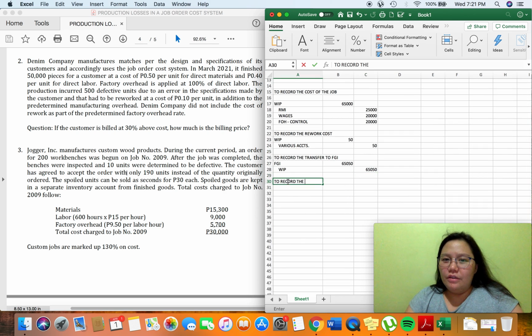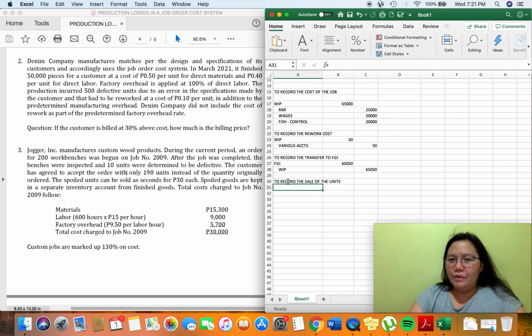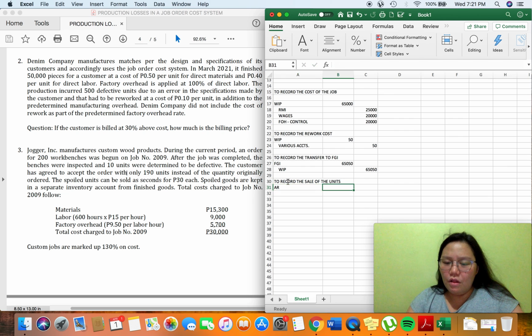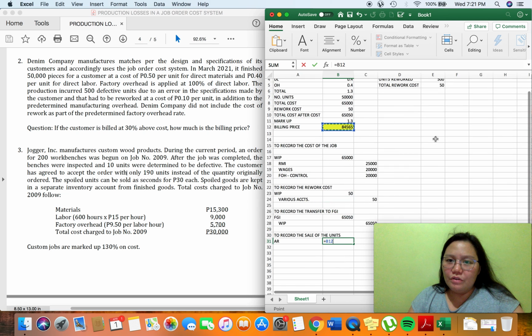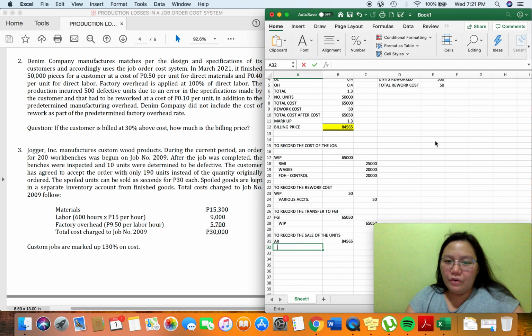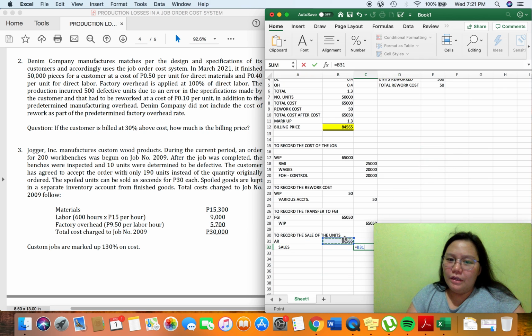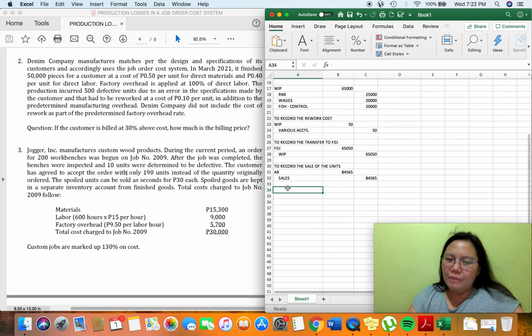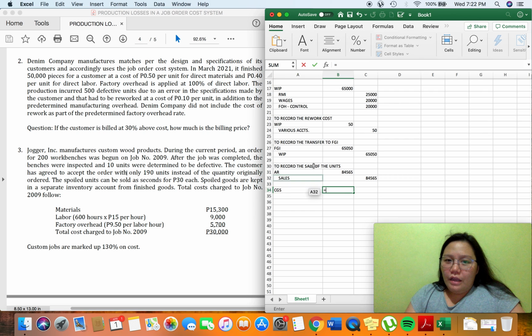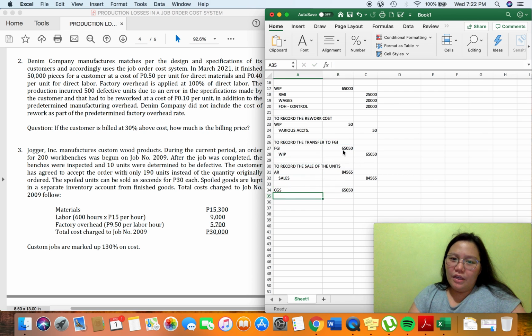of the units, okay? To record the sale of the units, our entry will be to debit accounts receivable amounting to 84,565 and to credit sales for the same amount. Okay? And then, since we are assuming the use of the perpetual inventory system, another entry is needed to debit CGS 65,050 and to credit finished goods inventory for the same amount, 65,050.